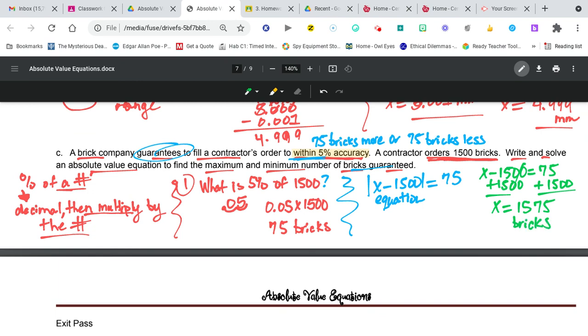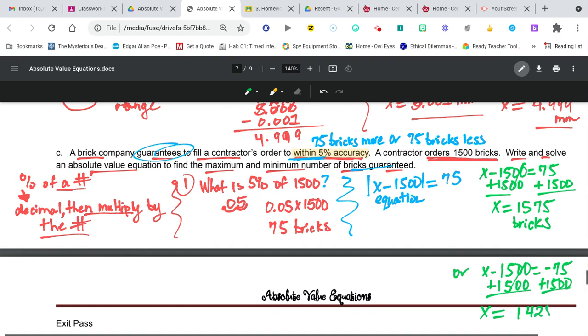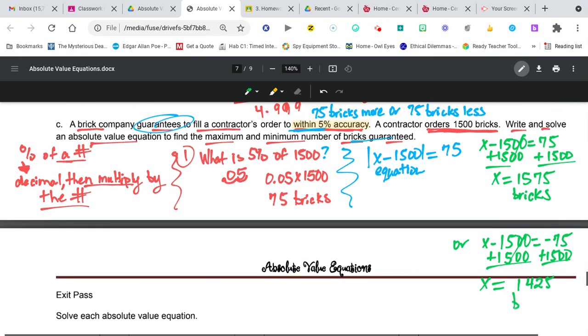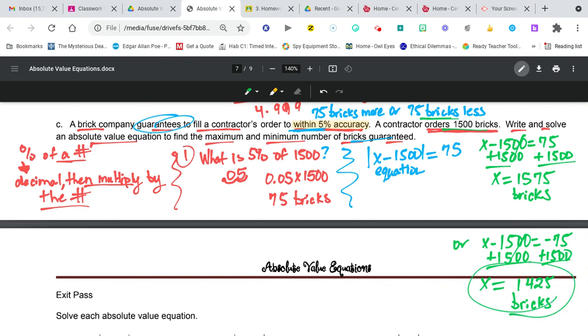Or you may not be the lucky person and get 75 bricks over. You may get 75 bricks under. So you would put negative 75. Add your 1,500. So we end up with x equals 1,425 bricks. You may be 75 bricks short. Now, common sense would tell you subtract 75 from 1,500, even here, you're going to get that, okay? Or if you add 75 to this, you're going to get that.